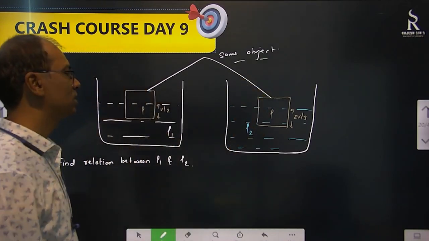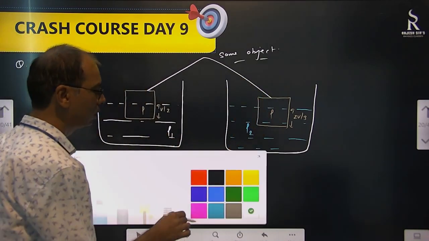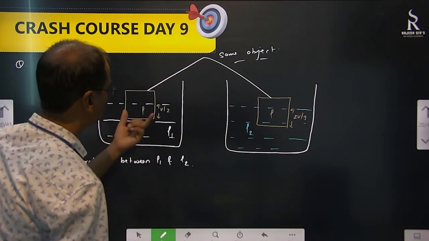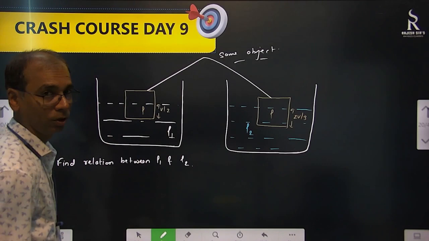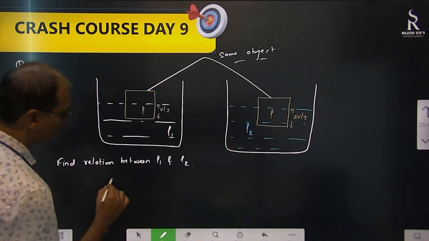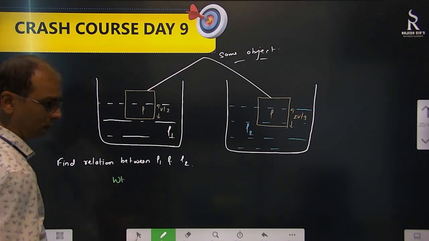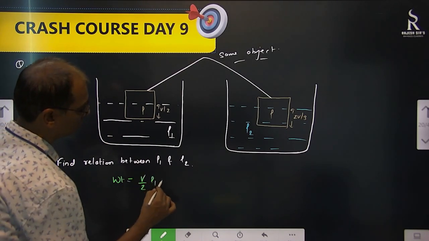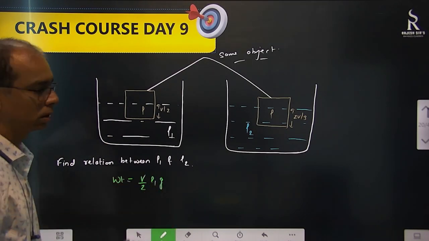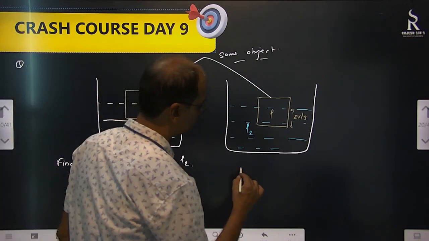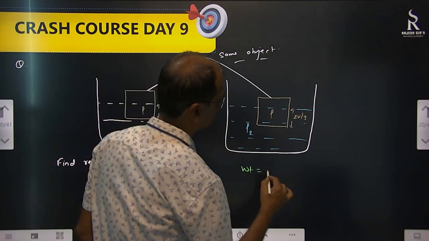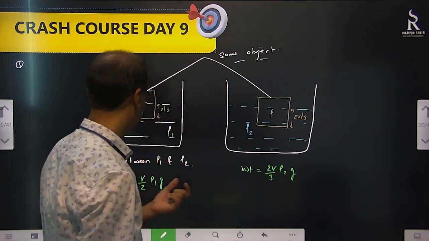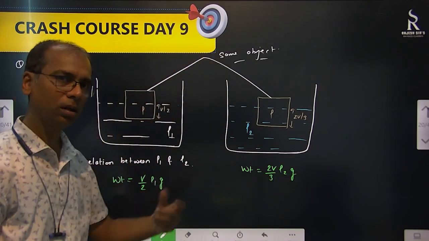Okay, so since it's the same object, the first thing is, let's equate weight to buoyancy force. Weight equal to buoyancy force is what? V by 2 rho 1 into g. Correct. Here, the same weight equals 2V by 3 rho 2 into g. Now, this is also weight, this is also weight, so equate them.